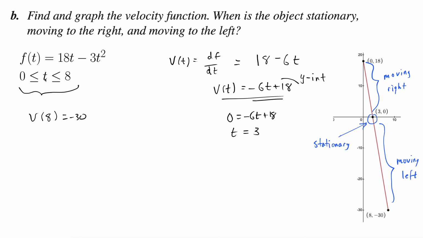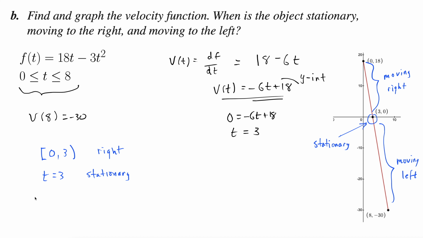So let's write our answer slightly more mathematically here. We'll say from 0 to 3, we're moving to the right. I'm including 0 because even at 0, we're still up in the positive direction here. Then at t equals 3, we're stationary.